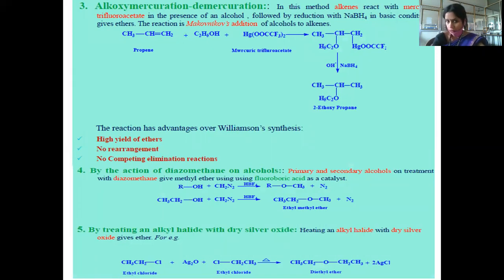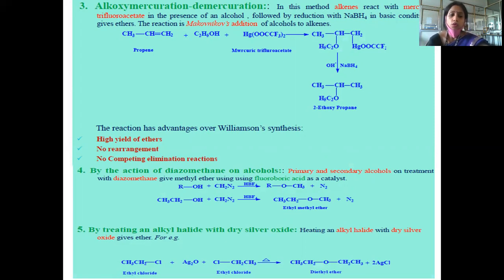It is more advantageous than the Williamson method. Why? Because firstly, it has been found that it gives a higher yield of the ethers, and secondly, no rearrangement is required, and also there is no competing elimination. So there is no fear of elimination reaction or formation of an alkene in this reaction.